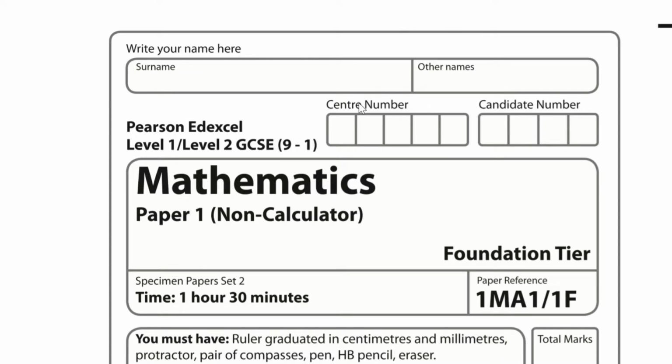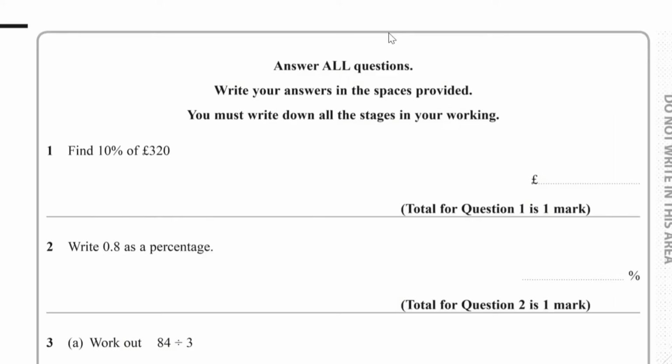This is the Edexcel GCSE 9-1 Maths Foundation Paper 1 from the Specimen Set 2 papers, and this paper is a non-calculator paper. Question number 1, we have to find 10% of £320. Well, if we find 10% of something, that would mean we have to divide by 10. So, we've got 320, and if I divide this by 10, it turns out we would get 32. So we have £32.